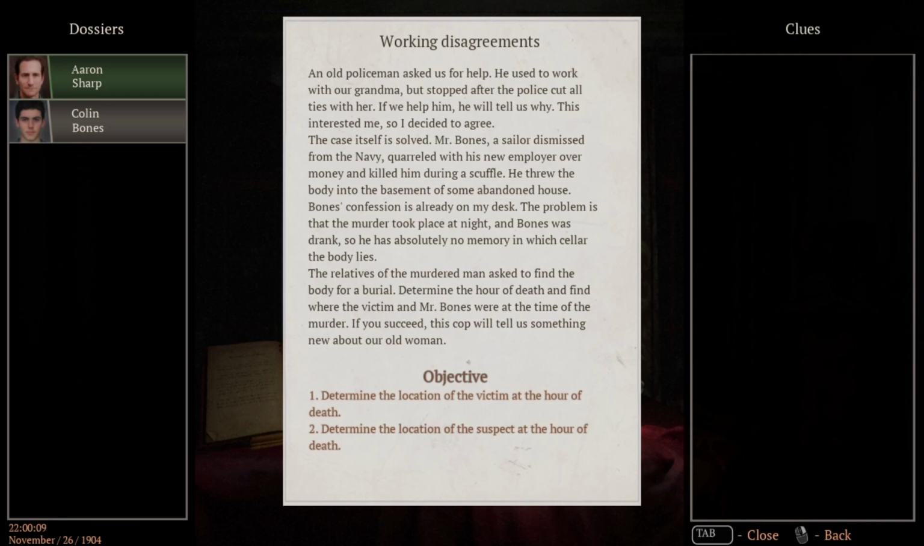The relatives of the murdered man asked to find the body for a burial, determine the hour of death, and find where the victim and Mr. Bones were at the time of the murder. If you succeed, this cop will tell us something new about our old woman. Determine the location of the victim at the hour of death. Determine the location of the suspect at the hour of death.